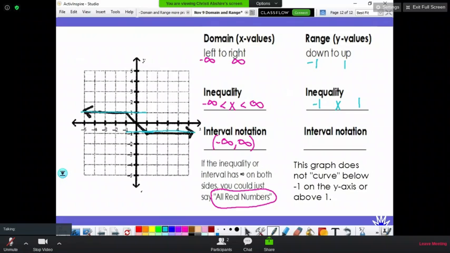And what I notice is there's solid lines, no circles. So I'm going to use the less than or equal to because the solid lines are not showing me any open circles. For interval notation, that would give me brackets at -1 and at +1. And that is our last example for domain and range.